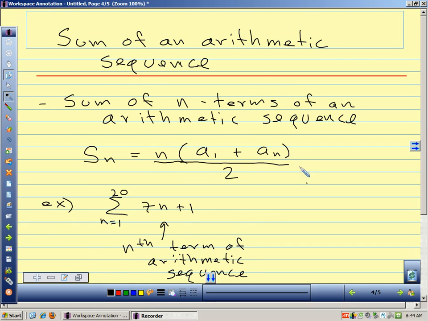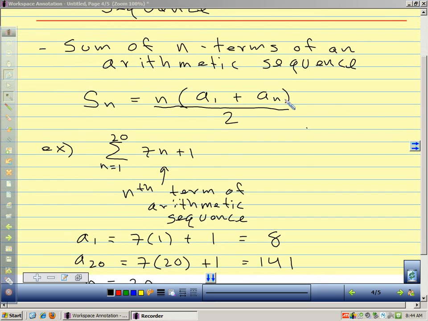And our second key formula is the sum of n terms, this formula for the sum. And for that formula, we may also need to find our nth term. So that nth term formula becomes very important. So those two formulas are important formulas for arithmetic sequences. Those are the ones we need to remember.